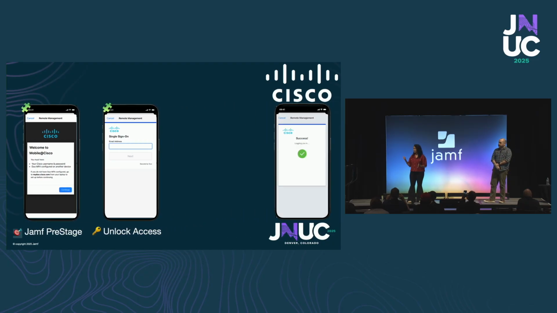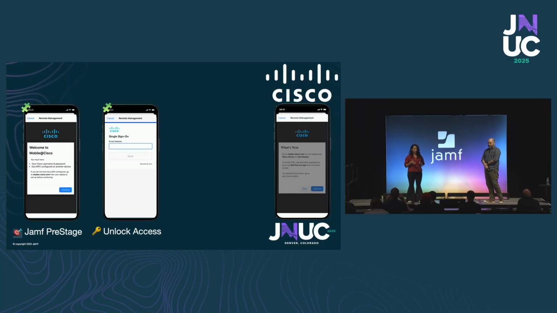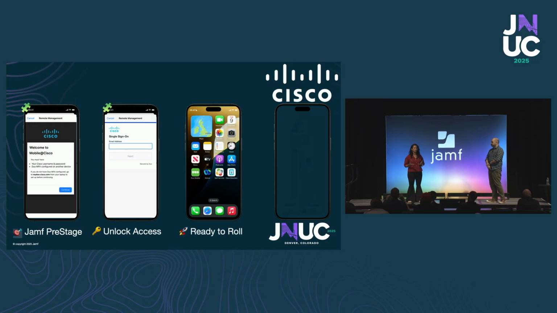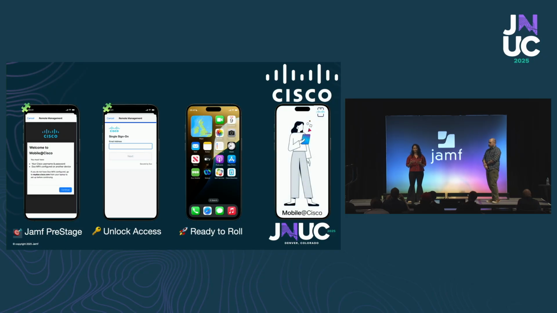So you can see I've pointed out a couple of integrations there. First up is Jamf PreStage, which really simplifies our enrollment for large fleets of iOS devices. Next up, we have Duo, which is also integrated within Jamf for secure authentication. That's it. Users are ready to go, and they're ready to play with all the apps and access all sorts of Cisco data and services as well.